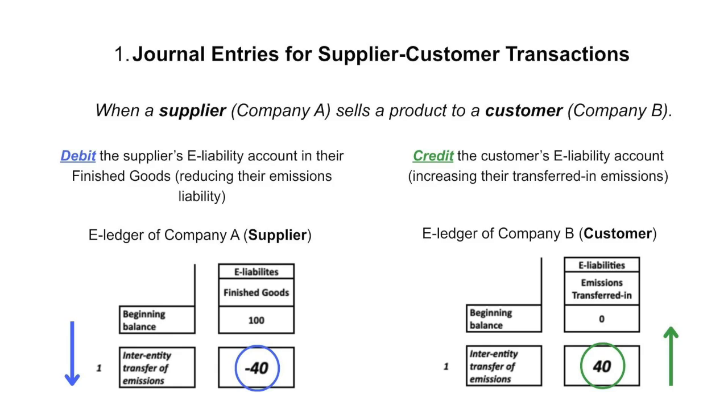Now, even in this very simple accounting journal entry, there's novelty. The novelty is that this is an inter-organizational journal entry. In all of financial accounting, there are no inter-organizational journal entries like this. Journal entries are within each of the entities. But because this is basically a supply chain tracing methodology, we need this inter-organizational entry, which is to reduce the e-liability account of the supplier and increase the e-liability account of the customer.